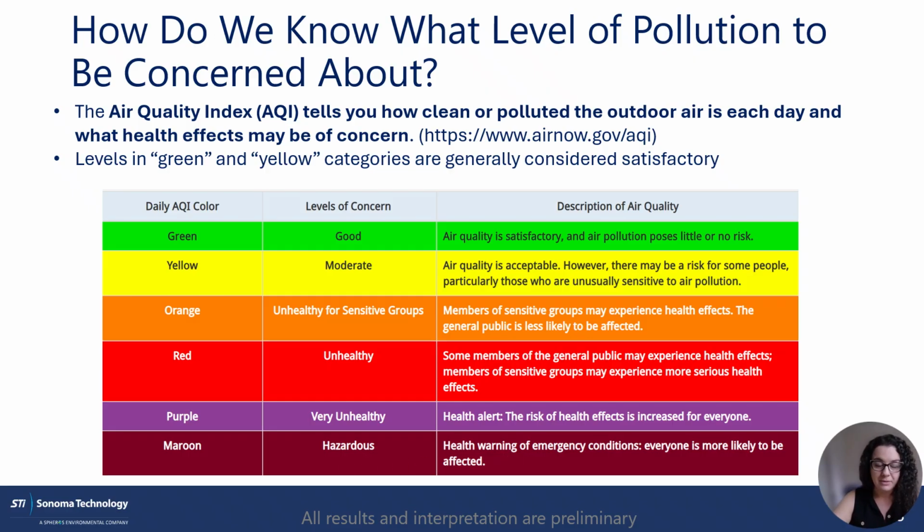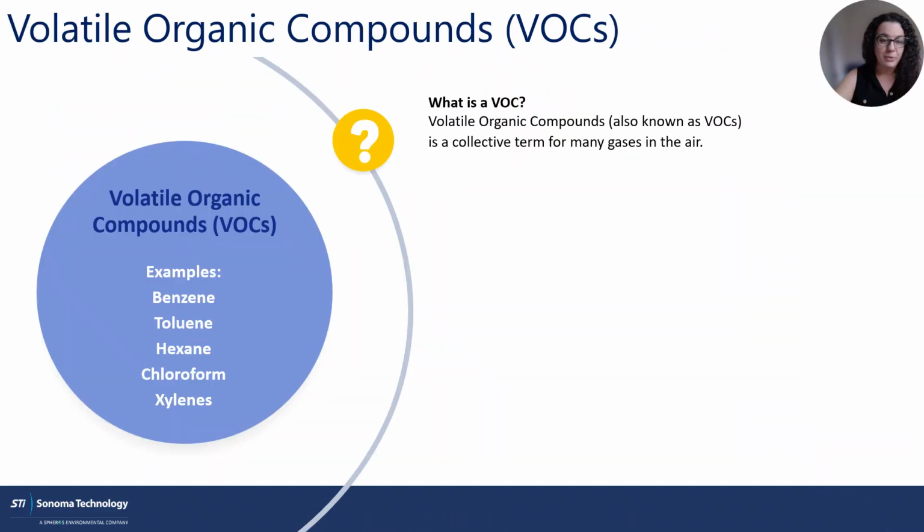So we've talked about particles now. Now I'm going to switch gears and we're going to talk about the gases. Remember from that initial air pollution photo that I showed you, it showed that we had gases and particles. So now let's talk about the gases. One very small component of gases that are in the air are called volatile organic compounds. Those are also really important for us to understand because they can often have health effects. So what is a VOC, or a volatile organic compound?